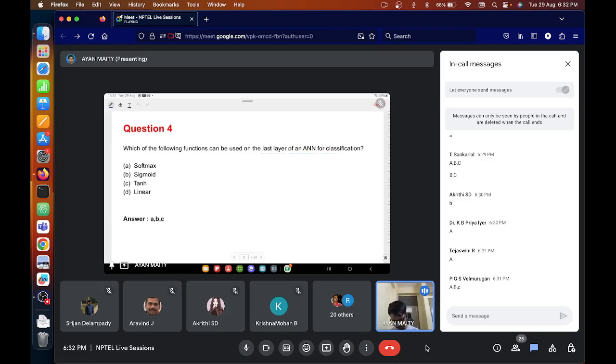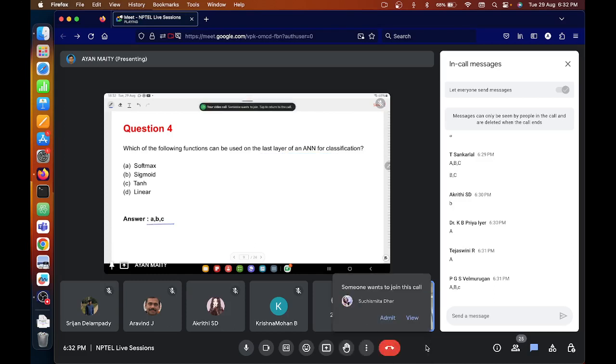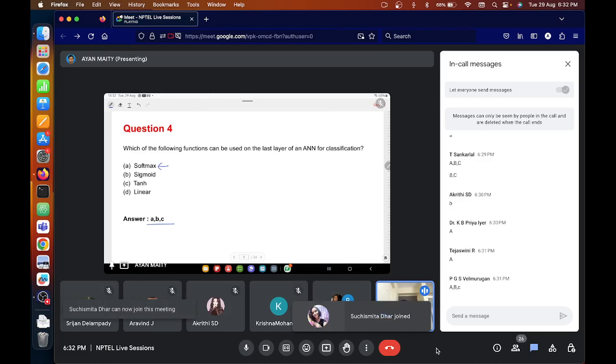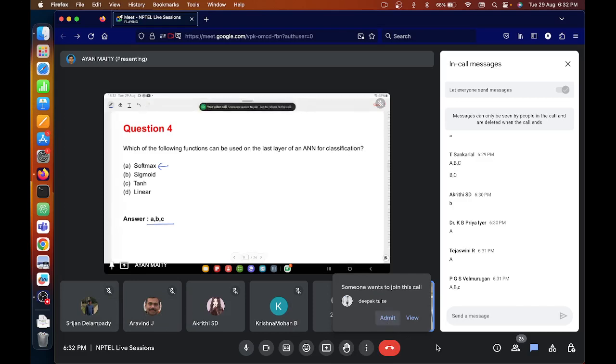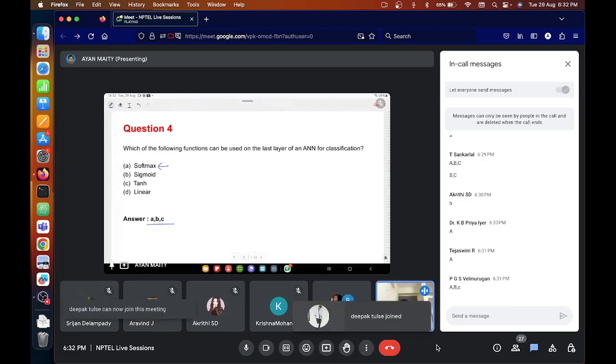So the correct answers here are A, B, C. These are the 3 correct answers. Option A is softmax. So we generally use softmax in the output layer of a neural network in case we have more than 2 output levels, and if we have only 2 output levels in case of classification, we use sigmoid. So these 2 certainly can be used for classification.